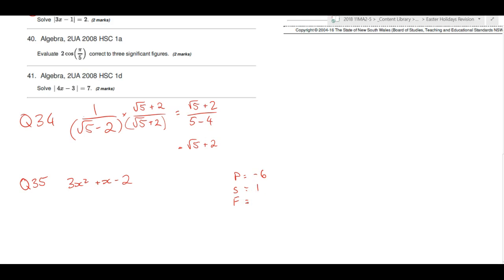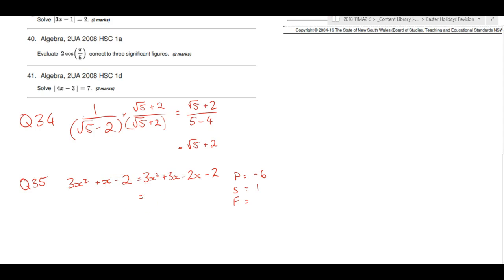My factors then, right, I'm looking for two numbers that multiply to negative 6, that add to 1, and I think that must be 3 and negative 2. So now I rewrite this as 3x squared plus 3x minus 2x minus 2, right? And you see how, if I were to simplify this, I would get back to plus x, right?